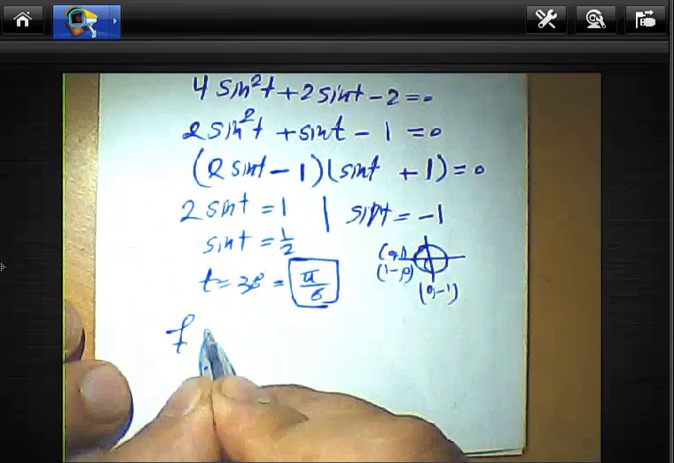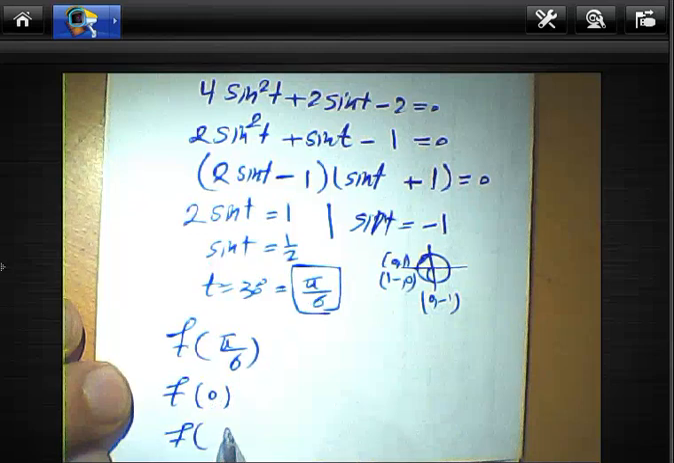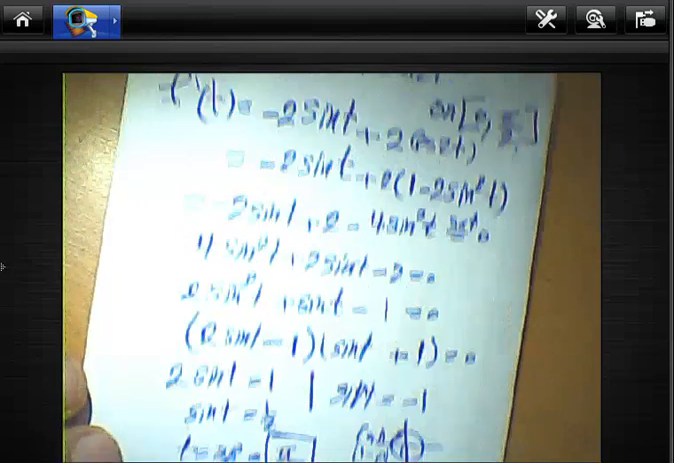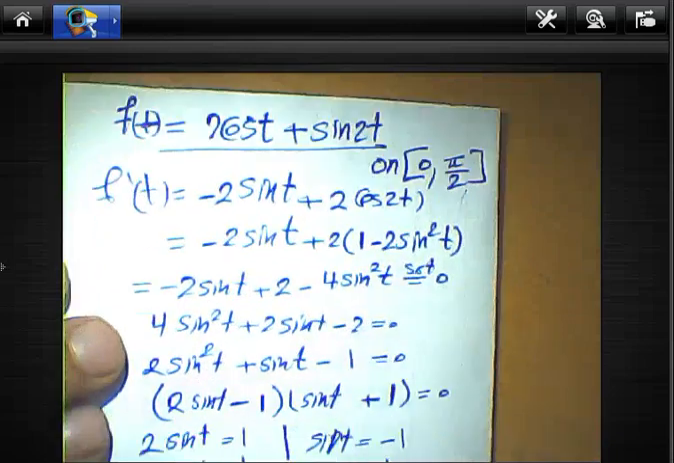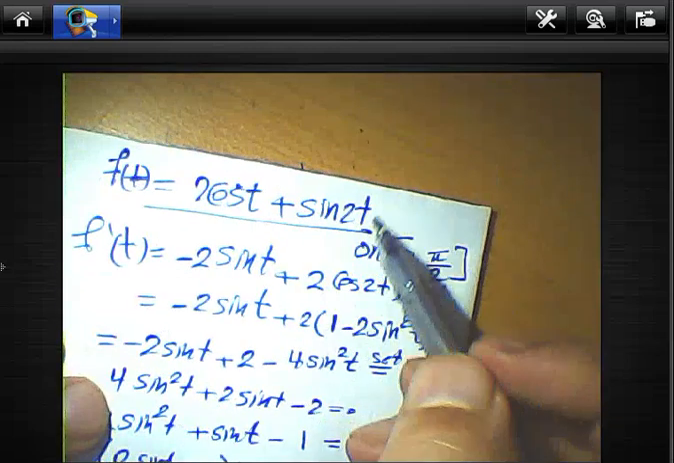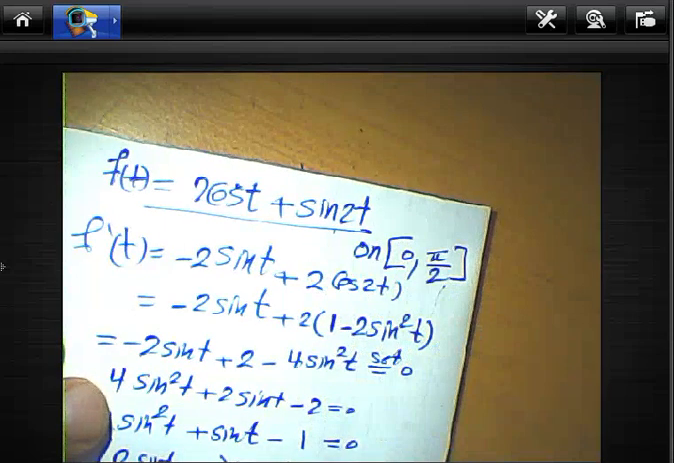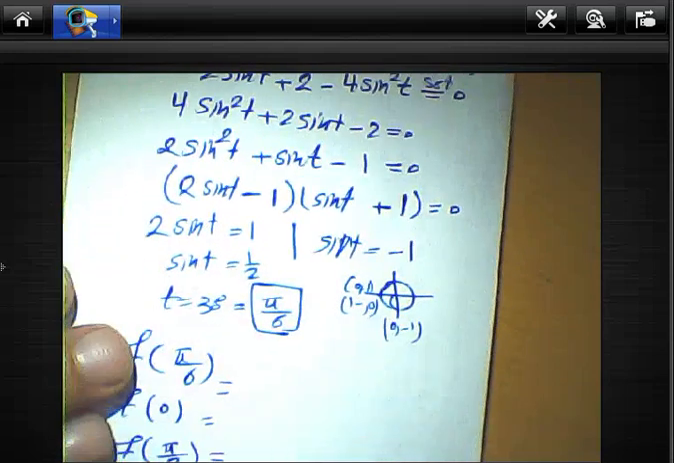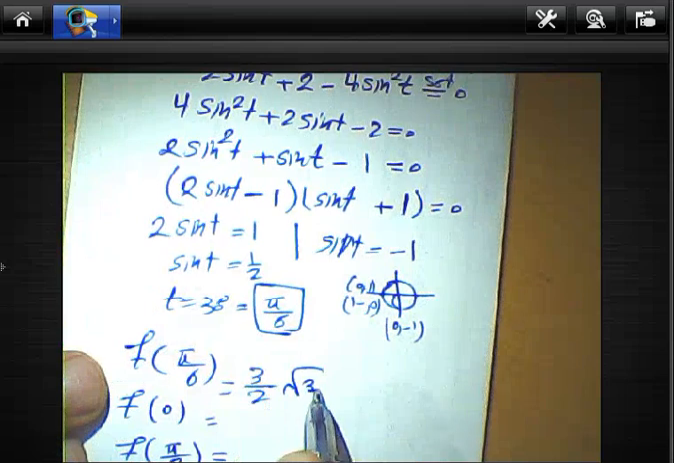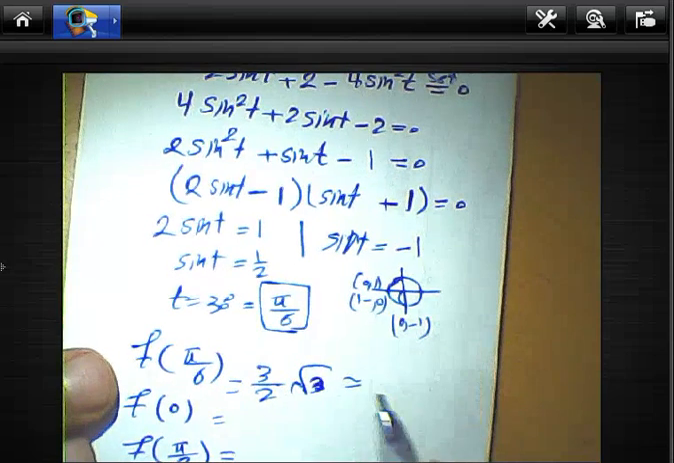Okay, so we can find f of pi over 6, f of 0 and f of pi over 2. You can use a calculator to find the result for this function. Put t equal to 30 degrees: cosine 30 equals root 3 over 2, multiplied by 2 equals root 3, and sine of 2 times 30, which is 60, sine 60 equals root 3 over 2. So the result will be 3 over 2 root 3. You can use a calculator or do it in your head, as I do. Okay, 1.5 root 3, so we can approximate again. The result will be 2.6.